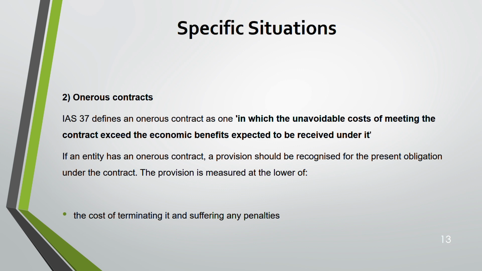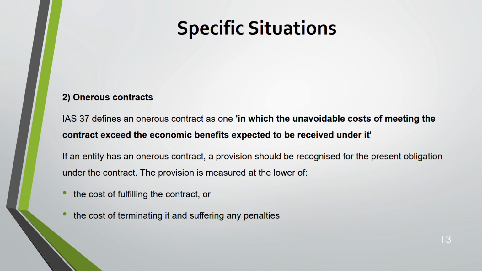And the provision is measured at the lower of these two. Number one, cost of fulfilling the contract, or cost of terminating the contract. The lower of these two, you measure the provision for onerous contract. Okay, don't mix this with your normal provision. This is different, and normal provision is different. This is for specific situations. This is how you deal with provision.